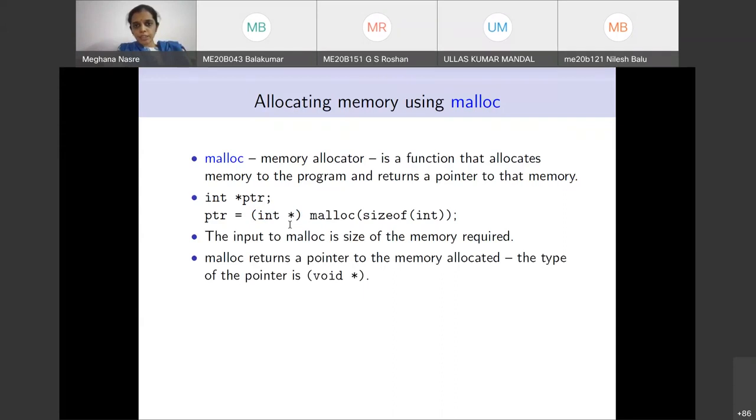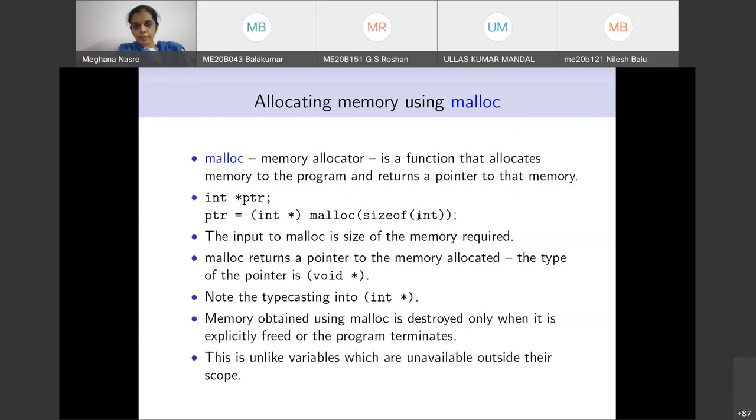As I said, the input is the number of bytes. Very rarely are we going to say, give me 4 bytes, give me 10 bytes and so on. Typically the size is determined by the number of elements of a particular type, so you say sizeof int into, let's say, 10 if you want to allocate an integer array of size 10. This memory is destroyed only when it is explicitly freed using free, or when the program terminates. But we should always have a pointer to it if we want to access that memory.